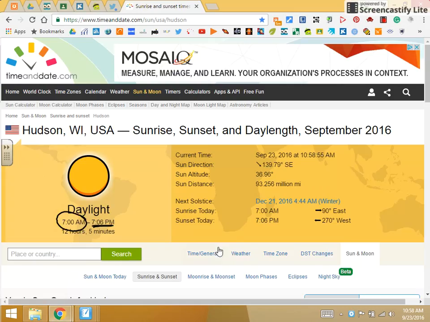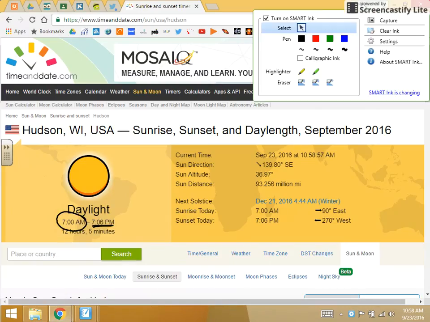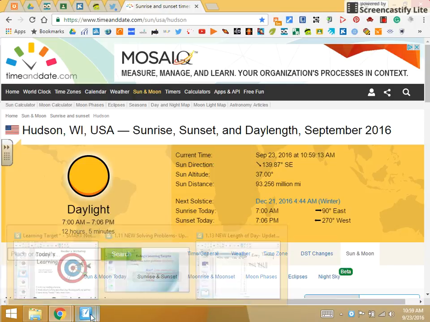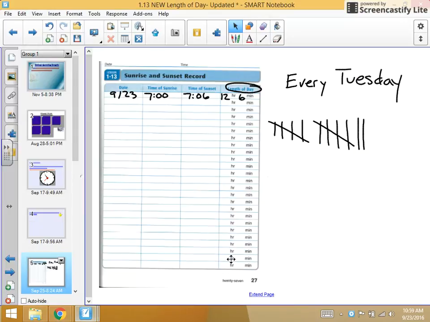The website link that I gave you also gives us that time right here. And it says 12 hours, 5 minutes. I'm guessing that means that since the sun went down at 7:06, it's 1 minute less. I wrote down 12 hours and 6 minutes. So we're going to be keeping data on this all year long on Tuesdays. And eventually we're going to hopefully see a difference in sunrise and sunset.